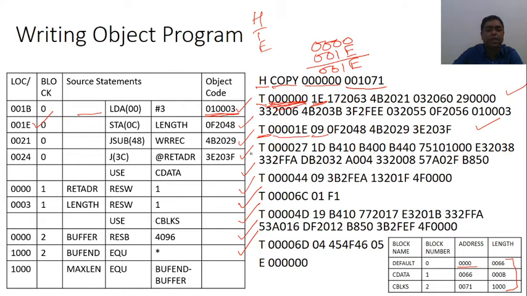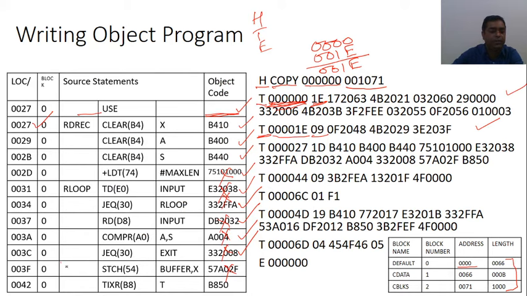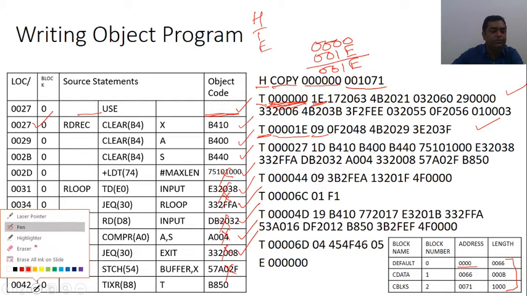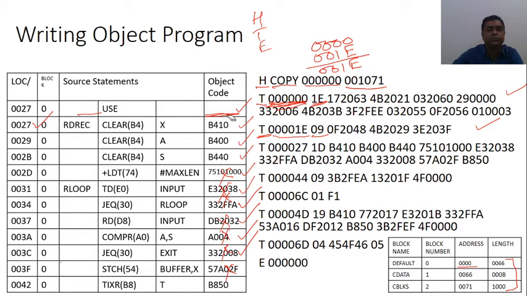Now for another text record, you can see there is no object code corresponding to this one either. That means we have to consider the next part of this program. And here you can see the object code in this part of the program is also from the default block.